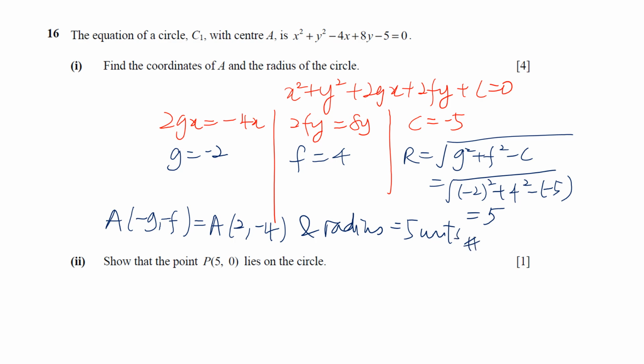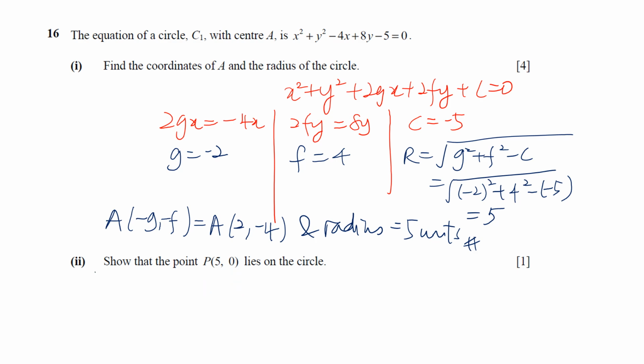Alright, the second part is to show that the point lies on the circle. So there are two ways of doing it. One way is just to substitute this point, substitute your 5 to be x, your y to be 0 into the equation, and see if your right hand side is 0. That's the easiest way. Another way, of course, is to find the distance to the center. That means you find the distance PC and show that it equals 5 units. Okay, I'm just going to show you both ways.